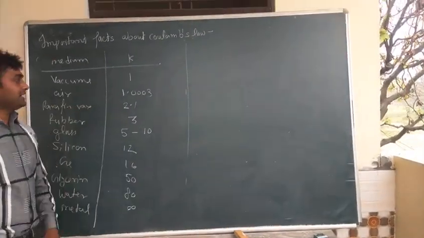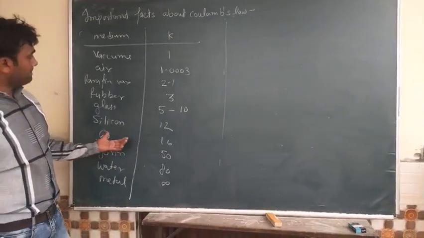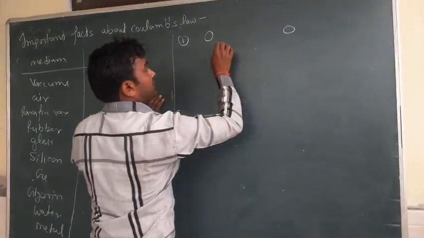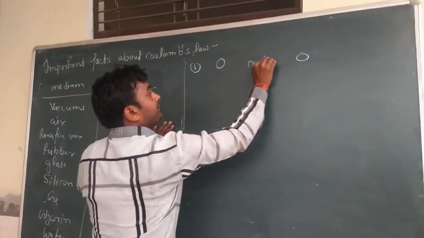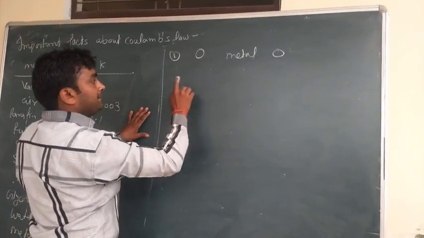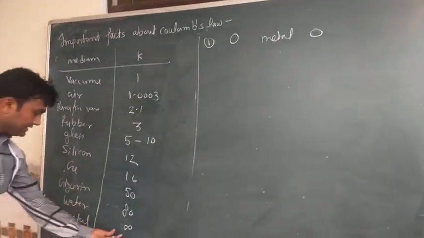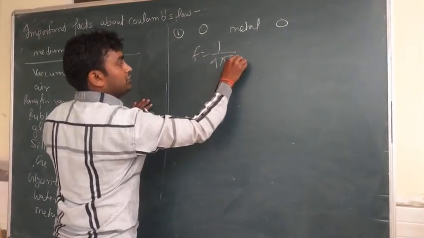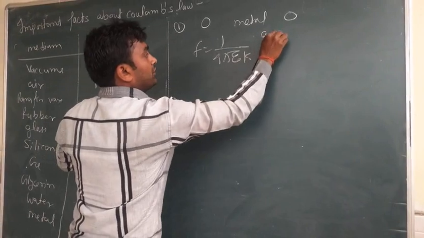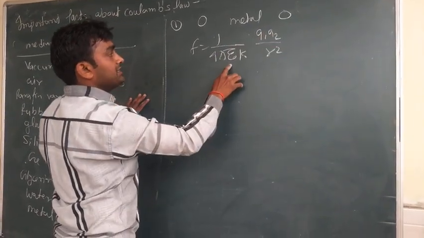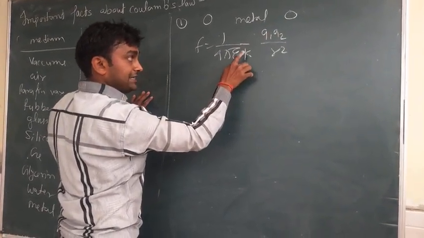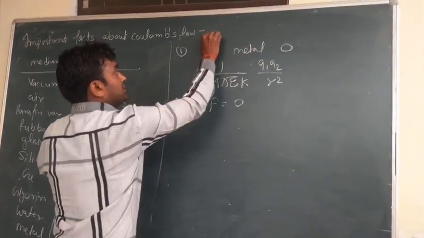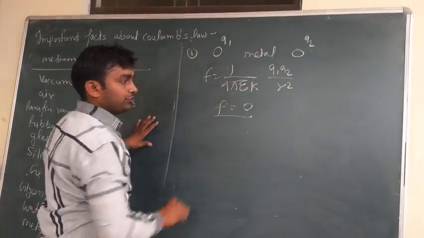There are many questions that arise according to the medium. The first is, if the medium between any two charged particles is filled with metal, then what happens? The value of K for metal is infinity. If we place it in Coulomb's law, 1 upon 4 pi epsilon 0 K for any medium, Q1 Q2 upon r squared, with K for metal being infinity, then the force acting between any two charged particles, if the medium between them is filled with metal, will be 0.